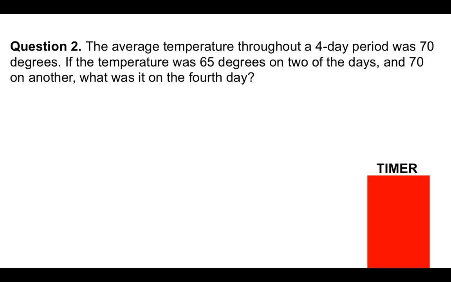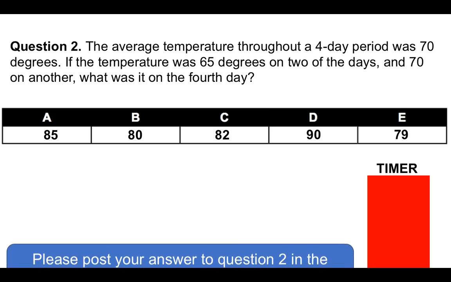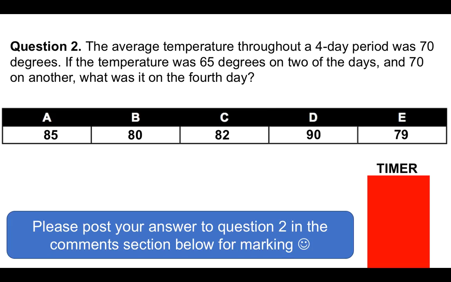So question 2, the average temperature throughout a 4-day period was 70 degrees. If the temperature was 65 degrees on 2 of the days and 70 on another, what was it on the 4th day? So here are your 5 options. A is 85 degrees, B 80, C 82, D 90 or E 79. Please post your answer to question 2 in the comment section below for marking. Now you're going to see this timer go down in a second. You've got 12 seconds. If you are struggling and you need further time, please simply pause the video and work out your answer and put it in the comment section below. Here we go.